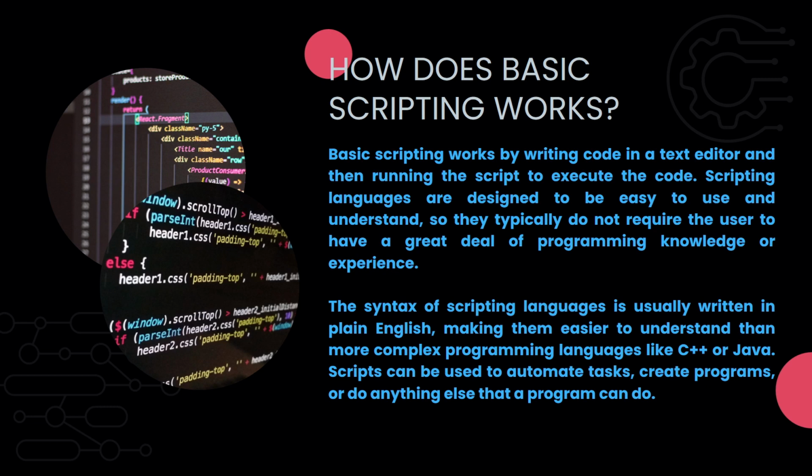So how does basic scripting work? Basic scripting works by writing code in a text editor and then running the script to execute the code. Scripting languages are designed to be easy to use and understand, so they typically do not require the user to have a great deal of programming knowledge or experience. The syntax of scripting languages is usually written in plain English, making them easier to understand than more complex programming languages like C++ or Java. Scripts can be used to automate tasks, create programs, or do anything else that a program can do.